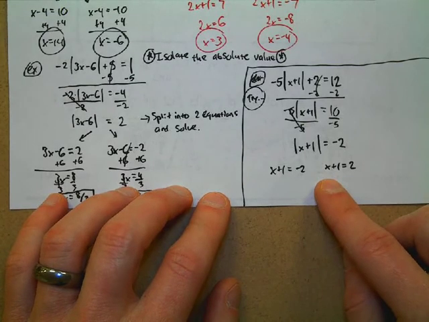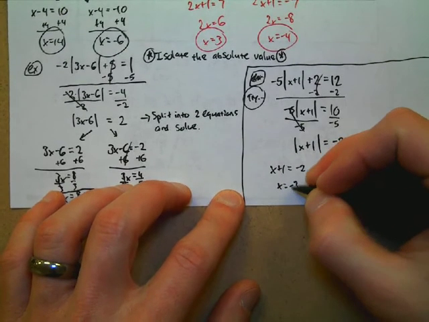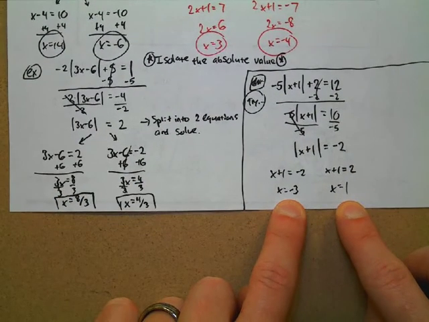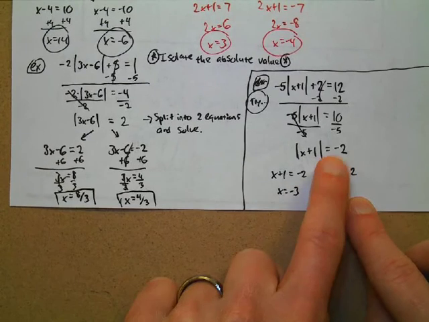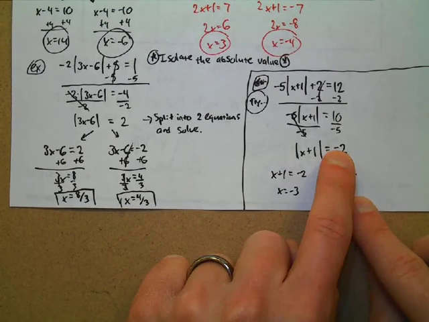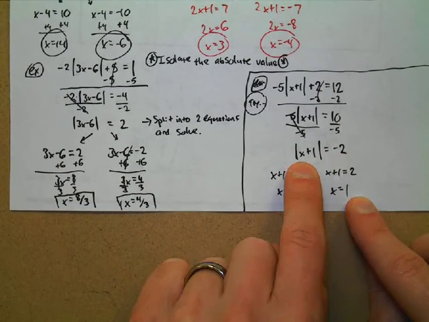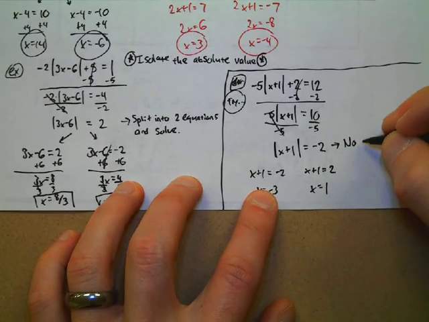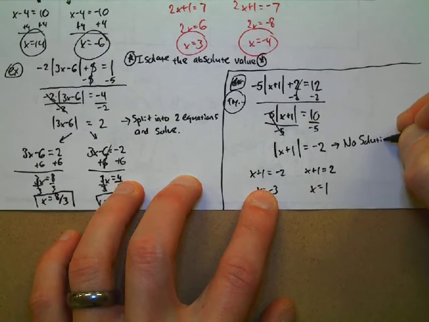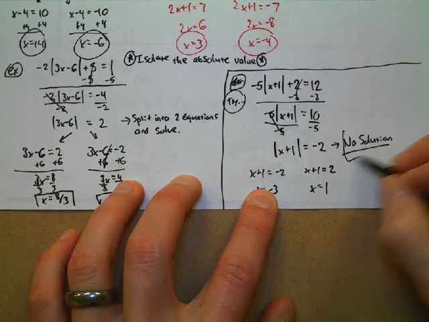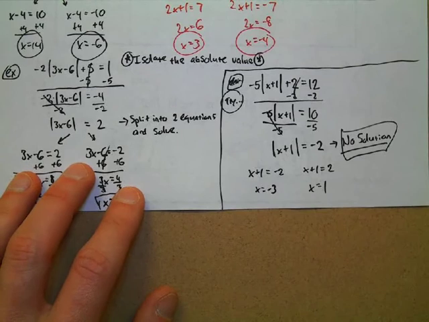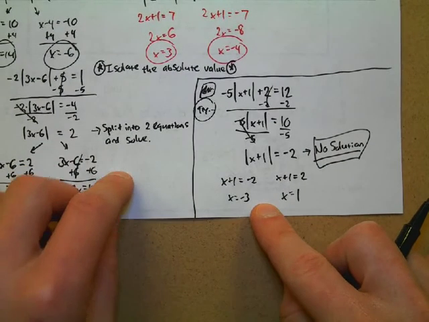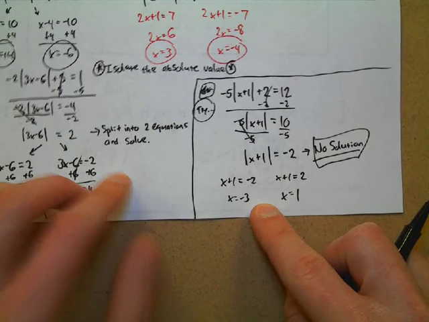I'm going to get answers. I get x equals -3. I get x equals 1. Why is this wrong? 2's already negative. So we have an absolute value of something, and it's equal to a negative number. Is this ever possible? The answer here is no solution.